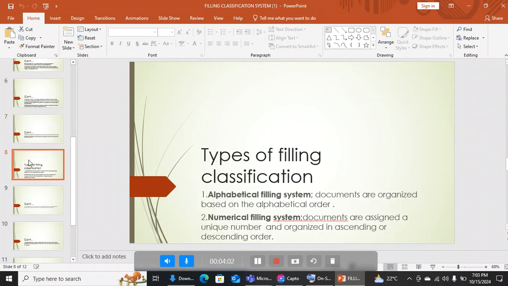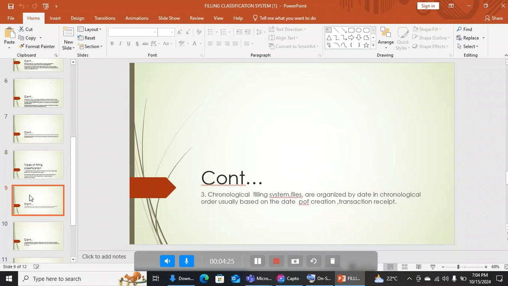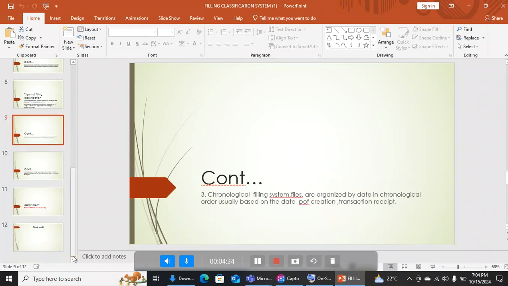Let's look at types of filing classification. Number one is the alphabetical filing system. Here documents are organized based on alphabetical order. Number two is the numerical filing system. Documents are assigned a unique number and organized in ascending or descending order. The third one is the chronological filing system. Here files are organized by date in chronological order, usually based on the date of creation, transaction, or receipt.